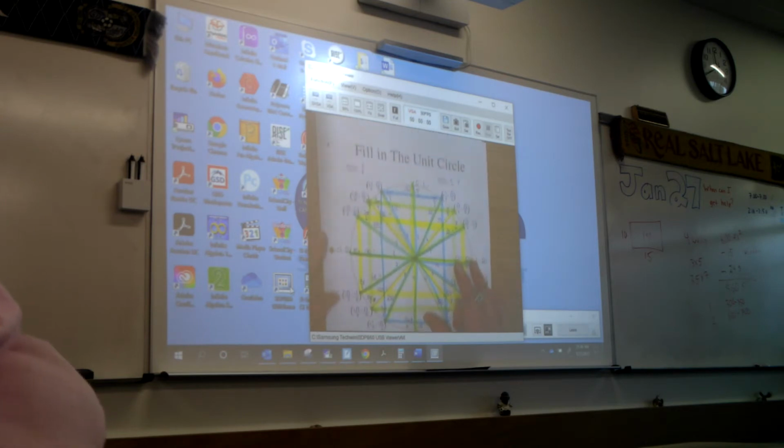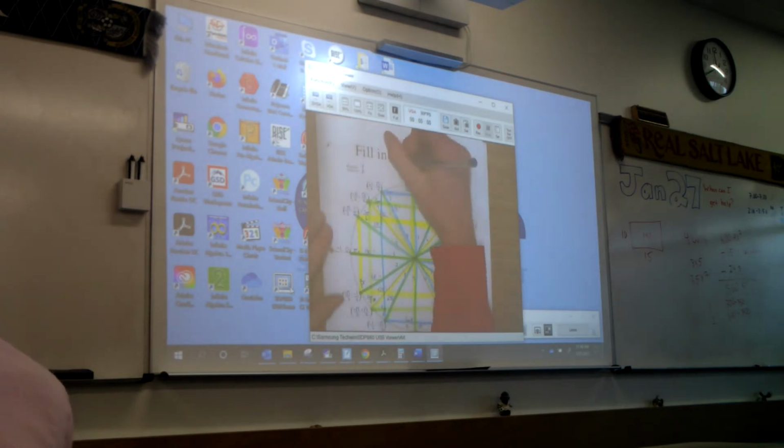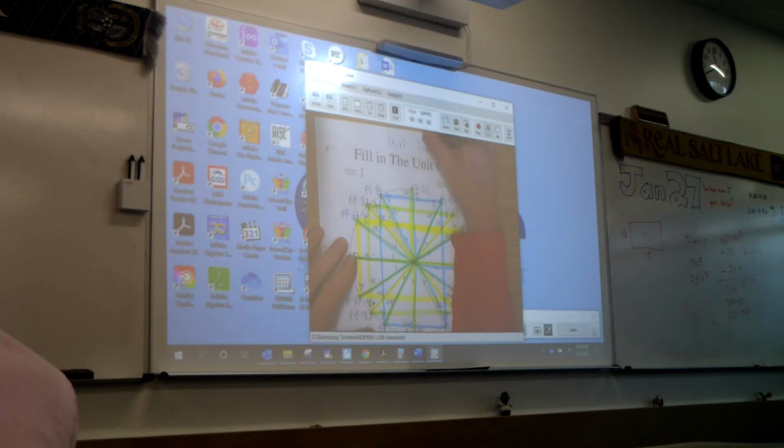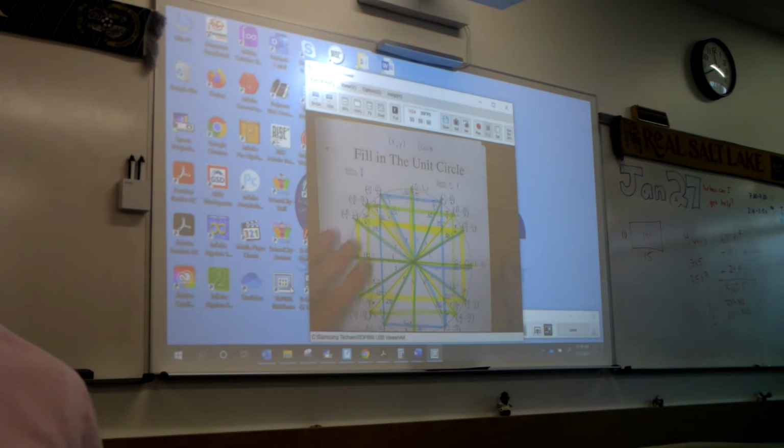Here's what I want you to do. Put a little note on here. All of the coordinates have been written like this. We put the x first, and then the y. Well, that x is actually the cosine of whatever angle we're looking at. And the y, that is going to be the sine of whatever angle we're looking at.